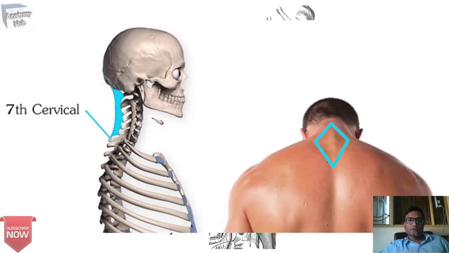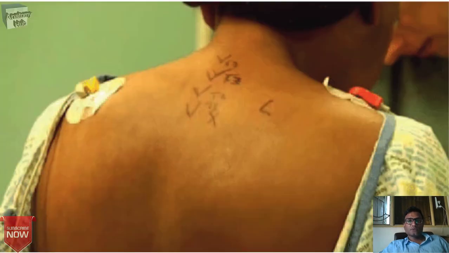The tip of the spinous process can be easily palpated at the back of the spine, and that is another landmark to count the cervical vertebrae. So the most prominent part of the cervical vertebrae is the C7, and upward you will find C6, C5, C4, C3, C2, C1, and below you can count T1, T2, T3, T4.